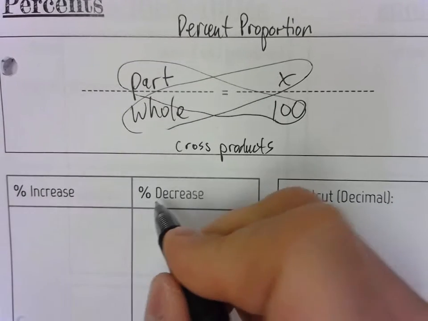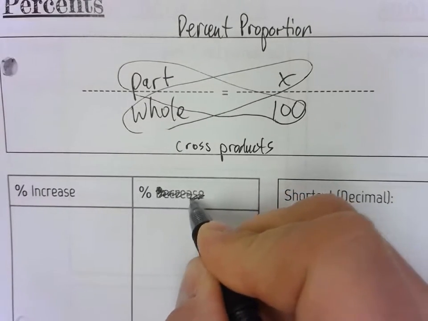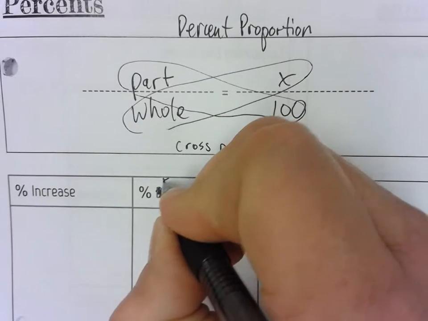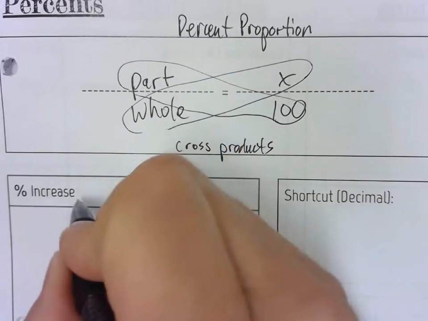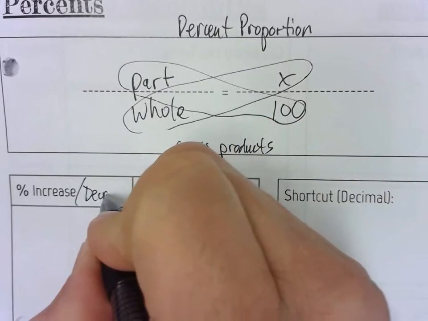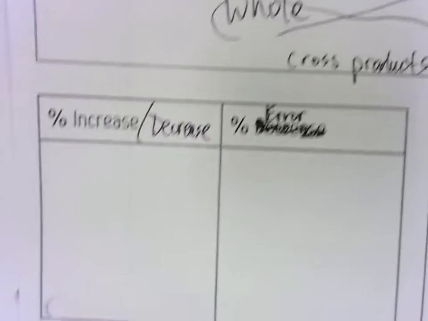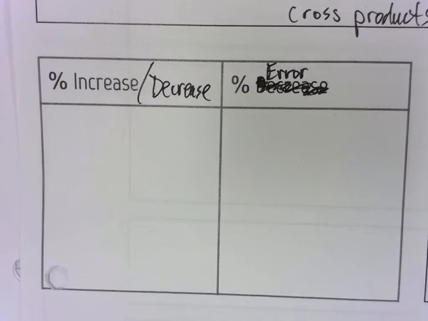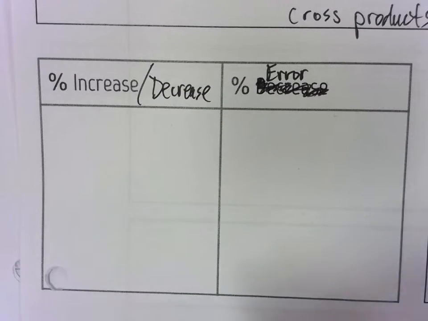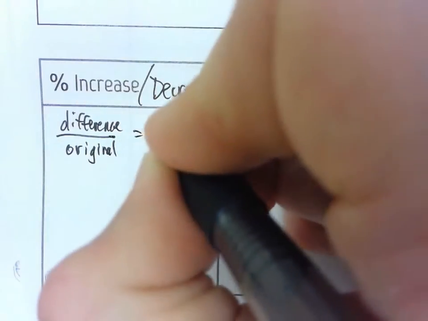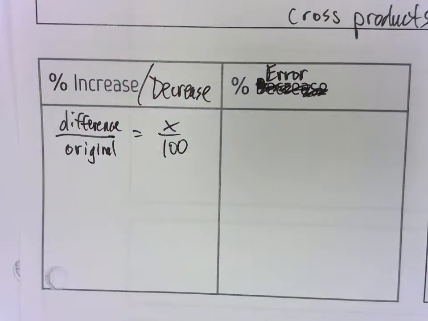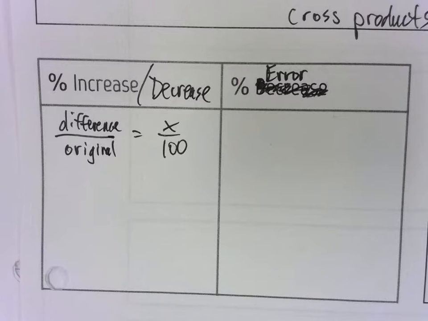So let's go down here. I'm going to change this up a little bit. I'm going to change this to percent error in this column. Over here we'll do percent increase and decrease. I think we can cover both of those in one column. If it's a percent increase or decrease question, that is going to be difference over original equals x over 100.